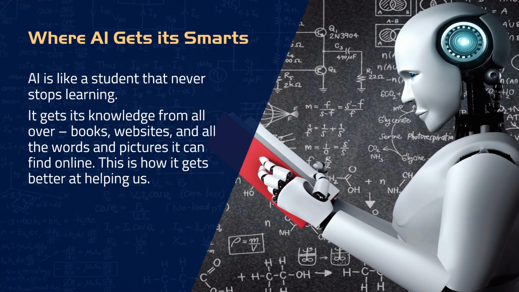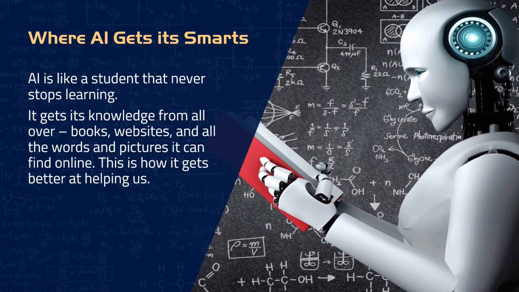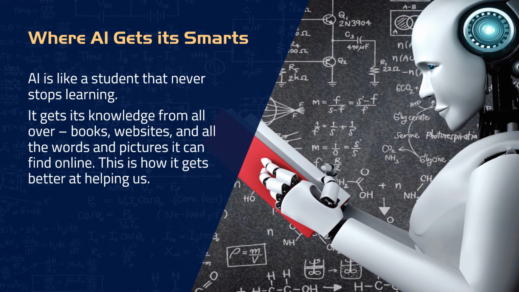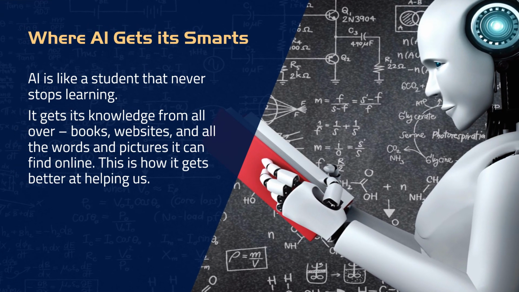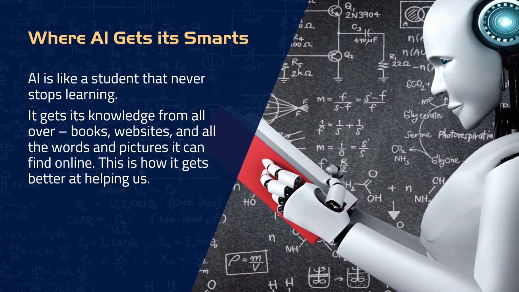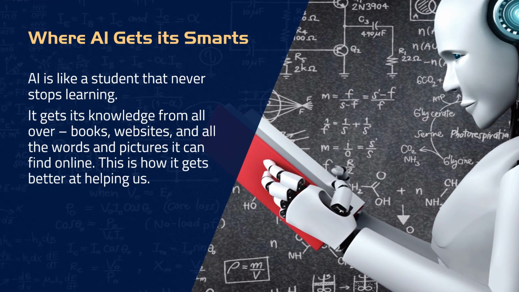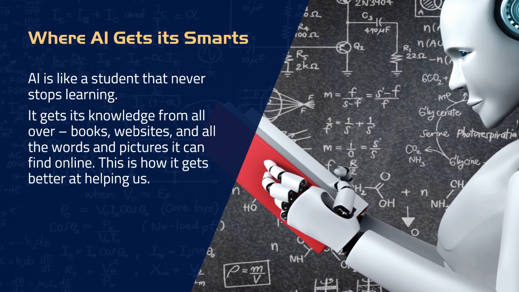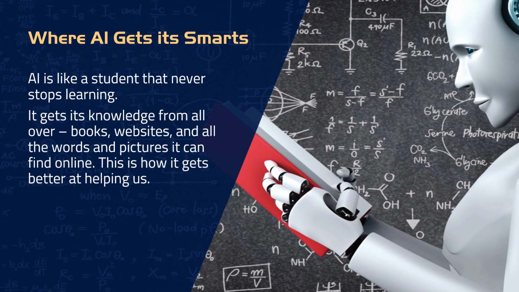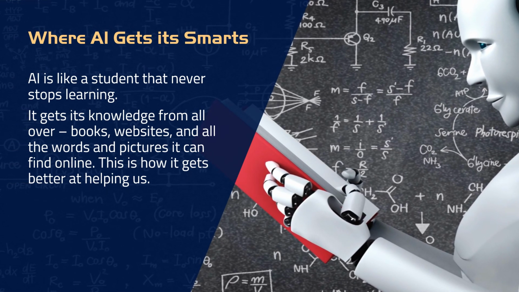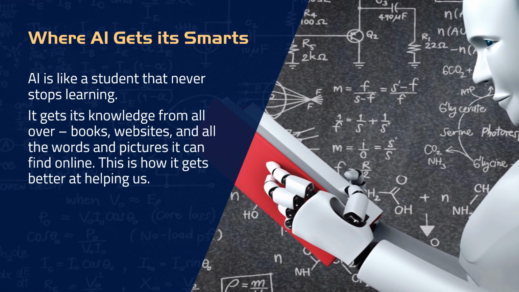So where does AI get its smarts from? AI is like a student that never stops learning. It's constantly evolving and adapting to new information. It gets its knowledge from all over: books, websites, and all the words and pictures it can find online. This constant influx of information is how it gets better at helping us, continually improving its abilities to assist and support our tasks and endeavors.